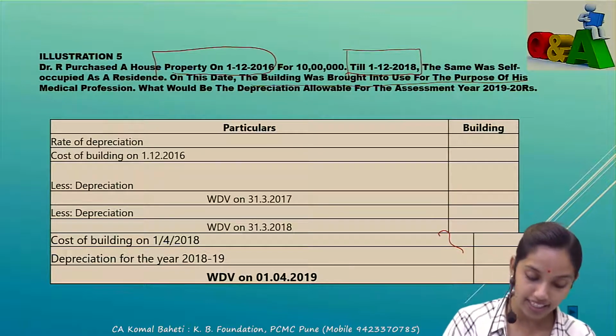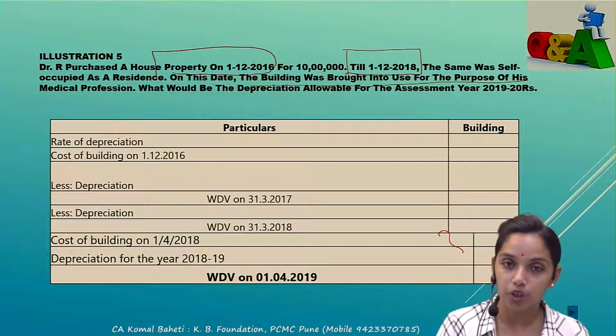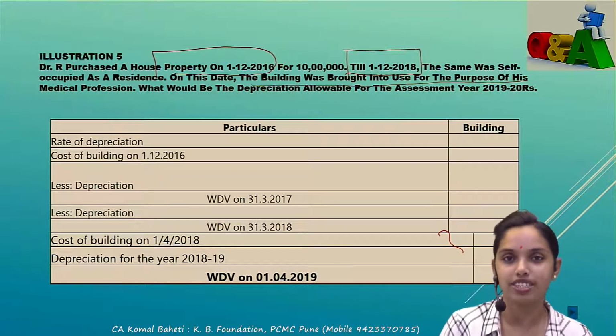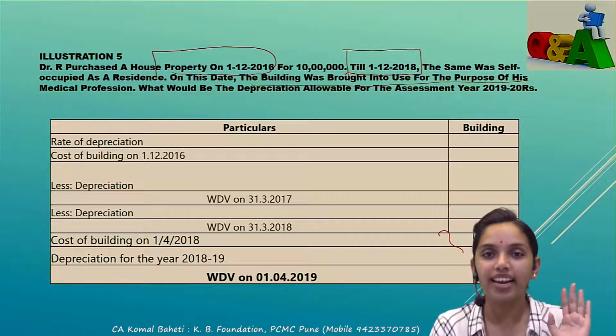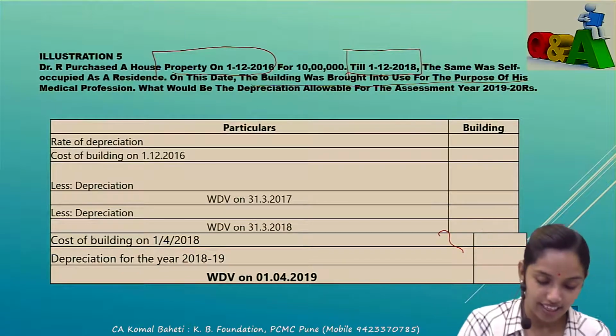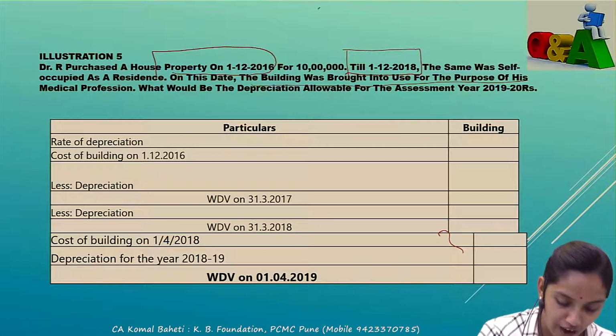Now look at 16-17. The asset was put to use on purchase on the 1st of December 2016, so the asset was put to use for less than 180 days. For 16-17, the rate of depreciation would be half of the prescribed rate.